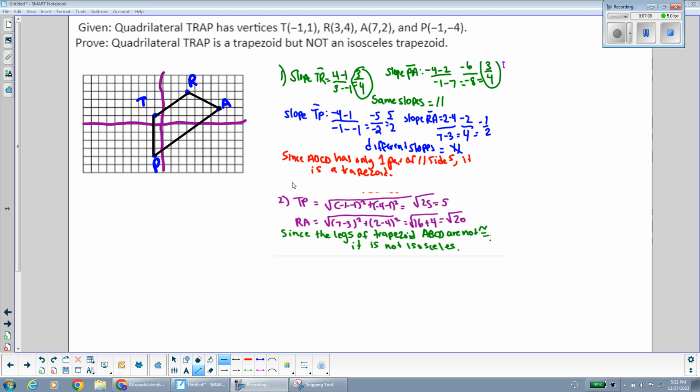And then in order to prove it was not isosceles, I showed that the legs had different lengths. If you take a look, both of the legs TP and RA have different measurements from each other when I plugged them into the distance formula. Once again, I did end with a concluding statement explaining why the trapezoid is not isosceles.